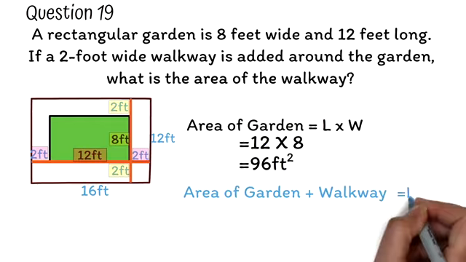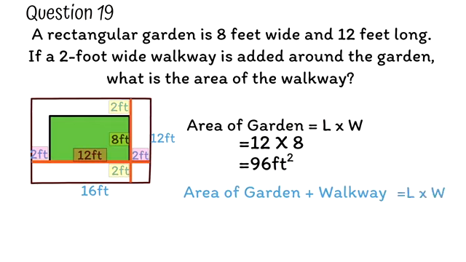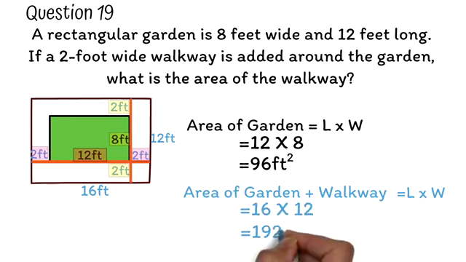So we have length times width. The length of the garden plus walkway is 16. The width of the garden plus walkway is 12. Multiplying 16 by 12, we will get 192 feet square as the area of the garden plus the walkway.